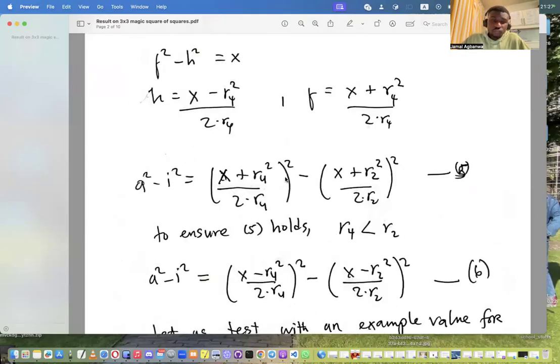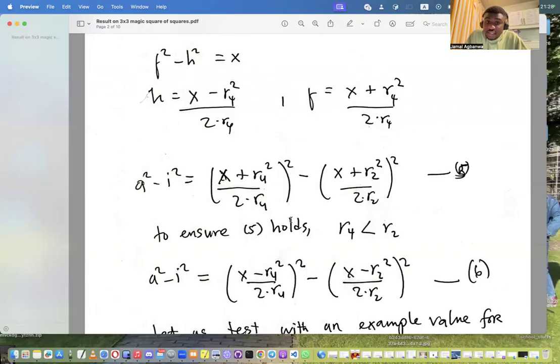Now, looking at the nature of this equation, we come to realize that A is positive, I squared is also positive, and the difference between the squares of two positive numbers, as long as they are distinct, we should expect to have positive values for whatever this number is. And to ensure that is the case, you have to realize that the smaller the divisor of a number, the bigger the number. So this tells us that we have to reduce the divisor of x over here. We have to make sure that r subscript 4 is smaller than r subscript 2.